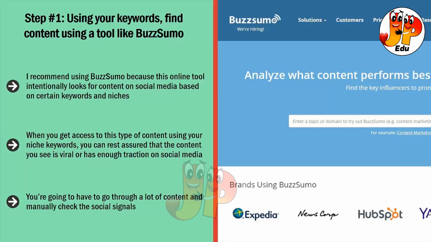You don't have to use Buzzsumo. There are other similar tools out there. Regardless, you need to use that kind of tool. Otherwise, it's going to be very hard for you to do this manually. You're going to have to go through a lot of content and manually check the social signals. It's very tedious. It burns a lot of time. In many cases, you are still not sure if you got the right content.